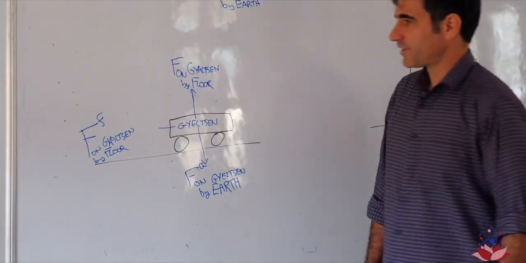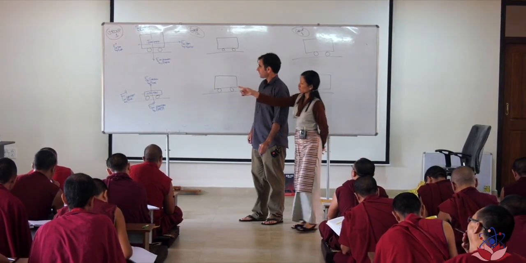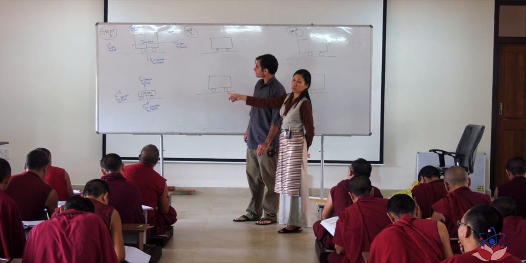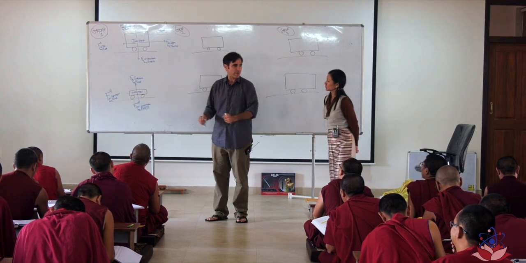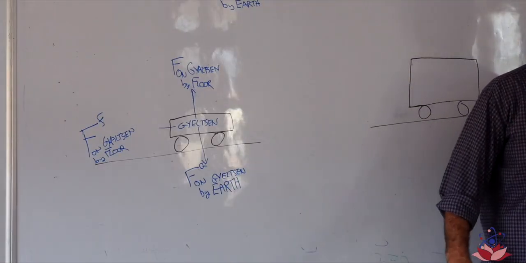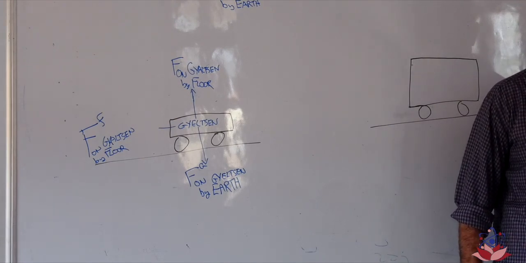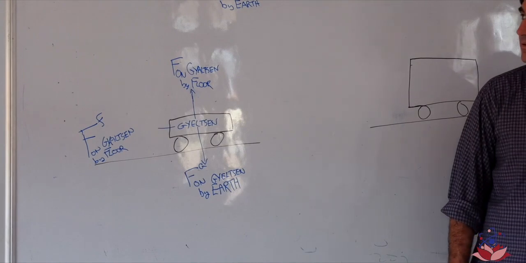There's a force of friction on Gyaltsen by the floor. So in their experiment, they were pulling with the same force in both scenarios.